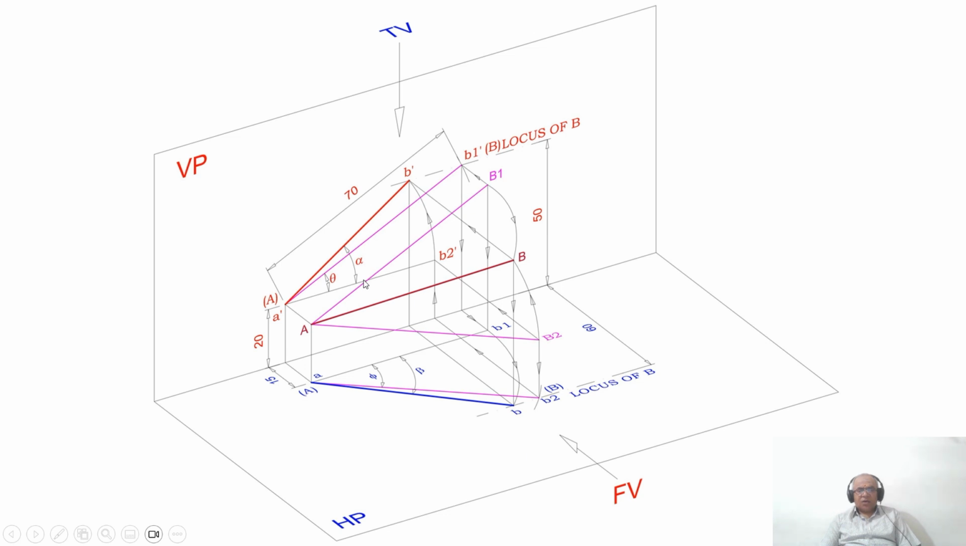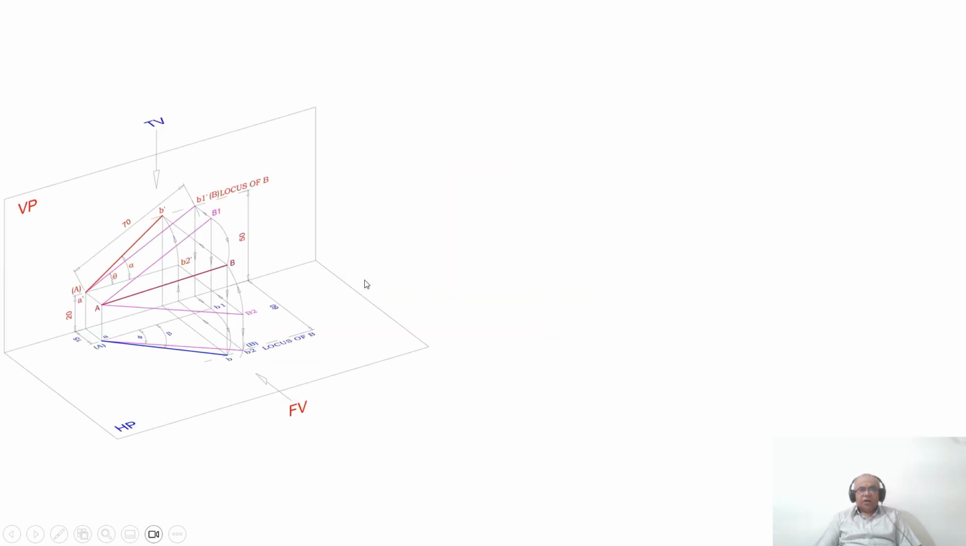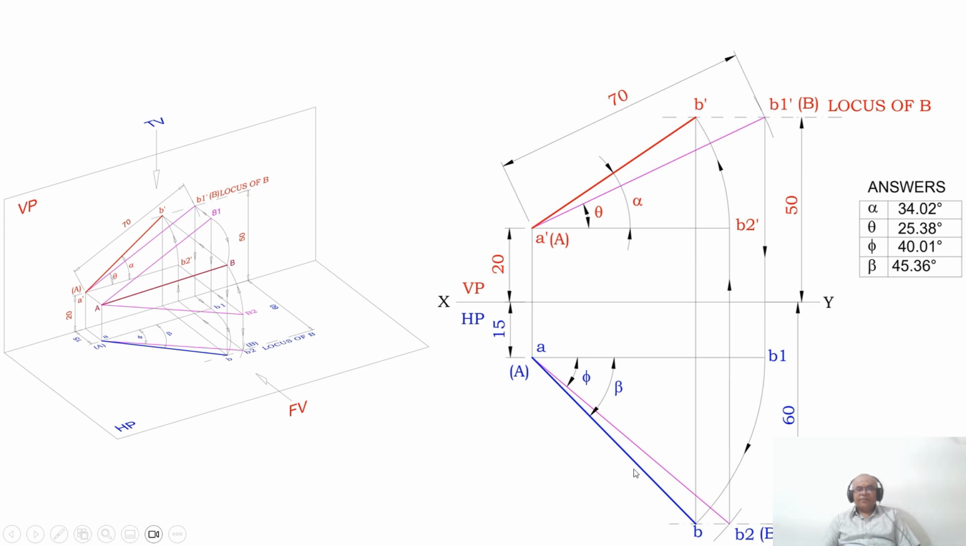Once you get to this locus, join A dash B dash with a dark line and mark this angle as alpha. So how do you draw that in orthographic view? With A dash as center and taking the radius A dash B2 dash, you draw an arc such that it cuts the locus of B in the front view. You mark this point as B dash, then join A dash B dash with a dark line, and mark the angle as alpha. Similarly, you mark the angle as beta here.